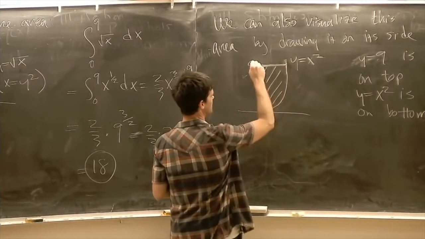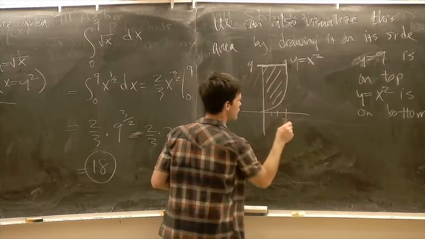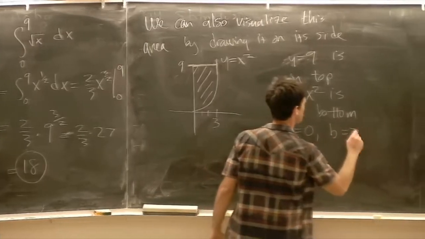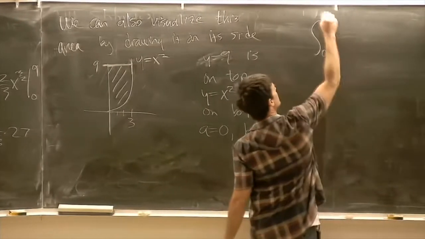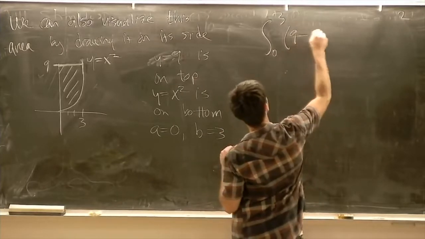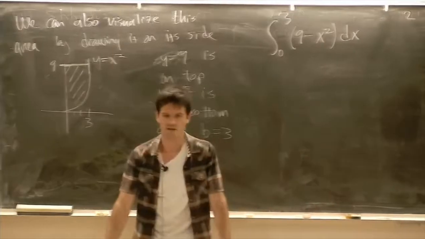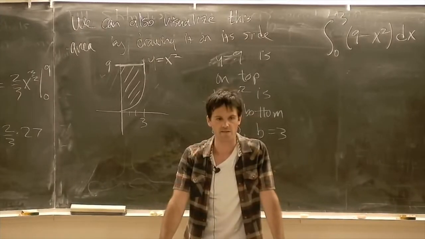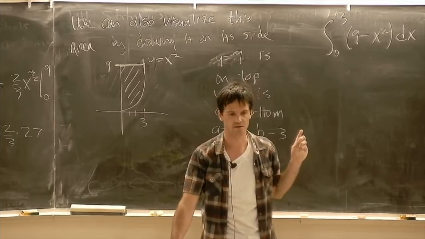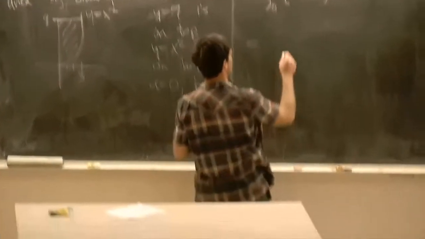And if you plug in, you can see what the x-coordinate that goes along with this point is. It's obviously 3. So a is 0 and b is 3. And we get the integral from 0 to 3 of 9 minus x squared dx. Do we know what the answer is, or what we expect? 18, yeah, we better get 18. I'm going to know I messed up if I don't get 18 here.